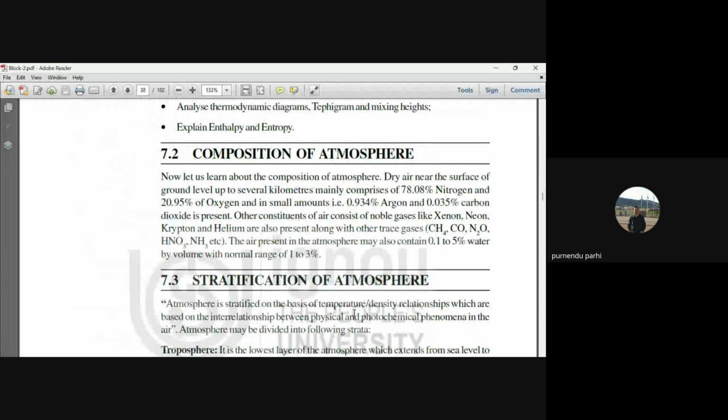Composition of atmosphere. Now let us learn about the composition of atmosphere. Dry air near the surface of ground level up to several kilometers mainly comprises 78.08% nitrogen, 20.95% oxygen, and small amount of argon and carbon dioxide is present. Other constituents of air consist of noble gases like xenon, neon, krypton, helium, along with other trace gases CH4, CO, N2O, HNO3, ammonia, etc. The air present in the atmosphere may also contain 0.1 to 5% water by volume with normal range of 1 to 3%.